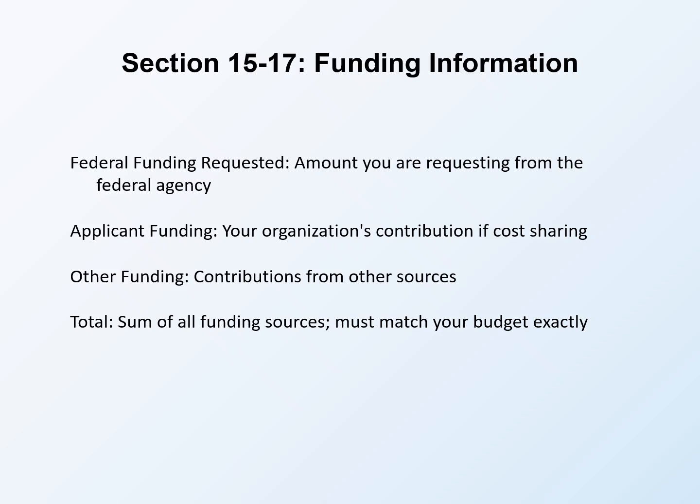Total must equal the sum of federal funding requested plus applicant funding plus other funding. This total represents the complete project budget from all sources. Verify that this total matches your detailed budget. Any discrepancy indicates an error somewhere that must be corrected.